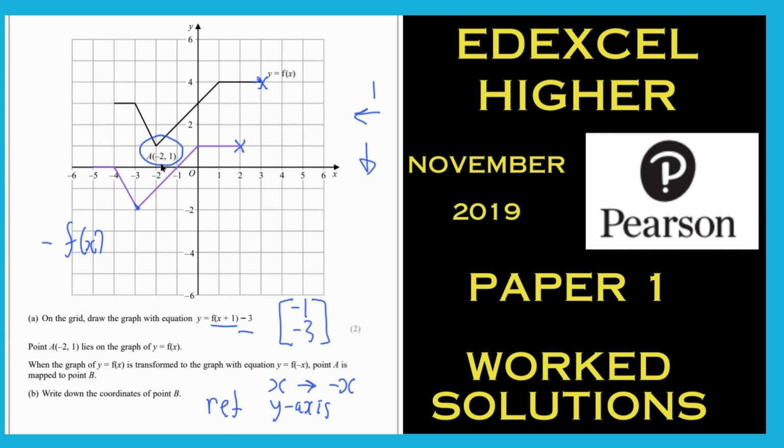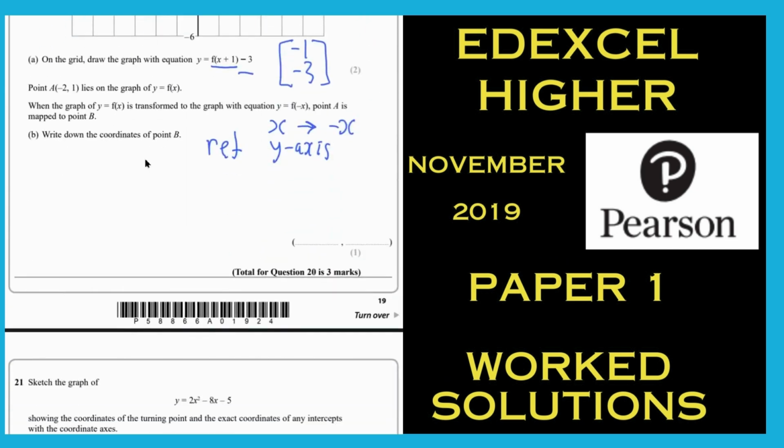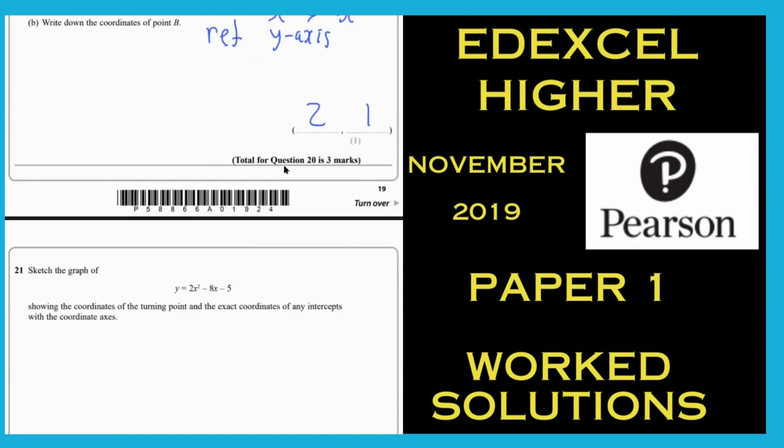So where does A go? Well, if you reflect it, it appears on the right-hand side. The height, in other words the y, doesn't change. The 1 stays, but the negative x goes to positive.